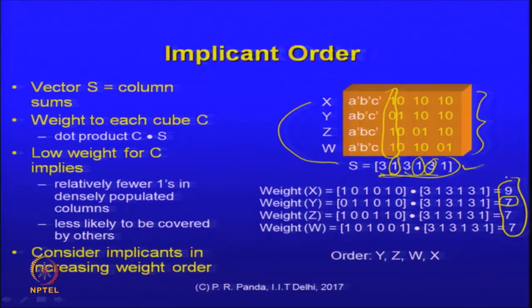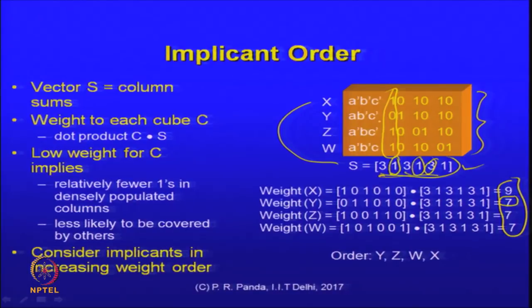What is the meaning of this? If the weight is low for one of those cubes, then it means that in the densely populated columns, that cube actually does not have a 1. Otherwise, it would have picked up the 3. Densely populated means if you consider a column and there are a large number of ones out there. If that cube also had a 1, then the larger number would have been picked up in the weight.